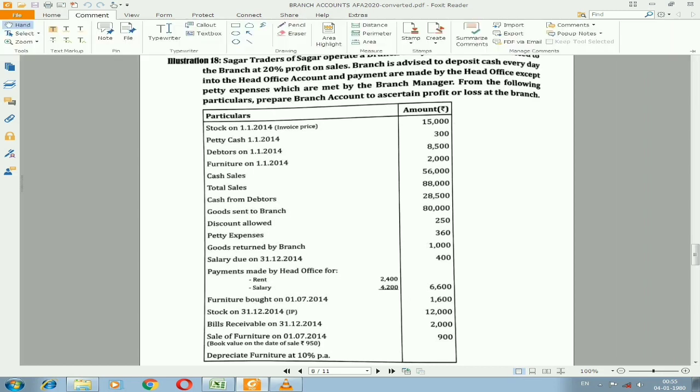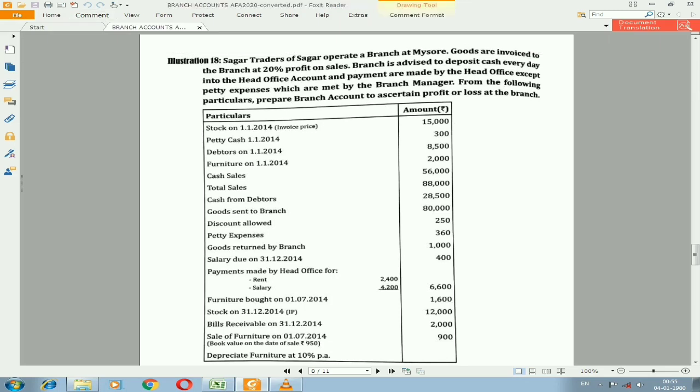Bills receivable. Bills receivable is an asset. Bills payable is a liability. So we have a closing balance of asset that will be considered, but we don't have any bills receivable opening balance. Then we have sale of furniture on 1/7/2014. It is sold for 900, but the book value of that is 950. And it is sold in the middle of the year, so it is also an income. This income we can consider as income generated by the branch itself, that will be added to the income.